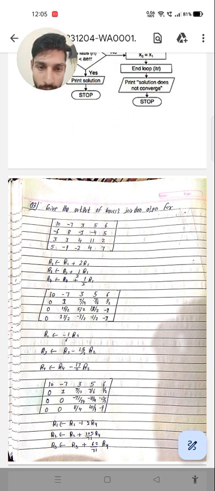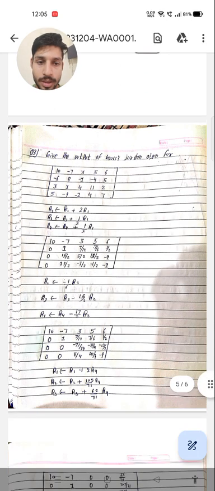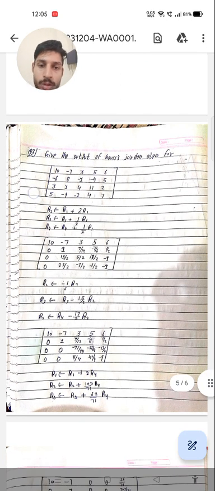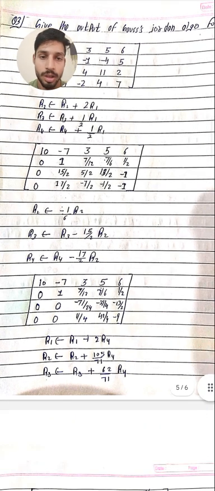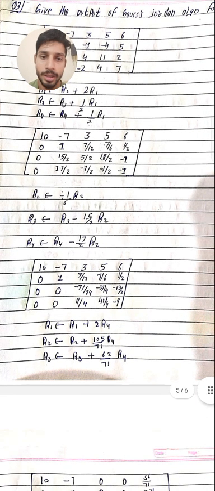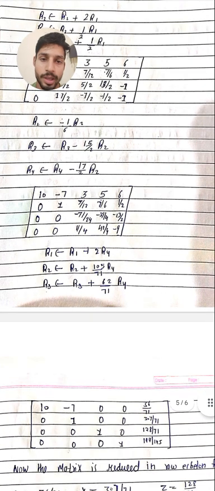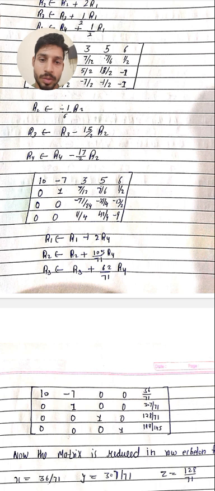So here, first of all, we will change R2, R3 and R4 using the R1. So R2 is equal to R2 plus 2R1, R3 is equal to R3 plus half of R1, R4 is equal to R4 plus half of R1. By this we will get this matrix. After getting this matrix, we will apply another operation, which will be R2 is equal to 1 by 6 of R2, R3 is equal to R3 minus 15 by 2 of R2, R4 is equal to R4 minus 17 by 2 of R2.